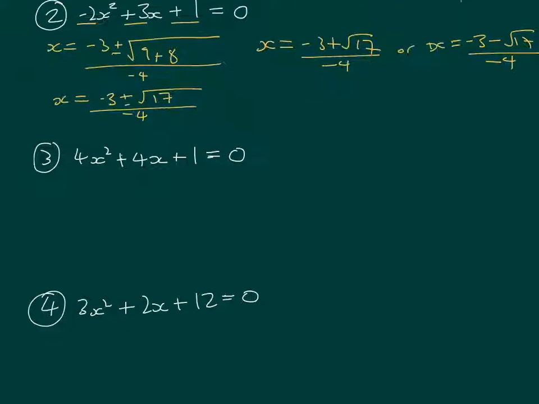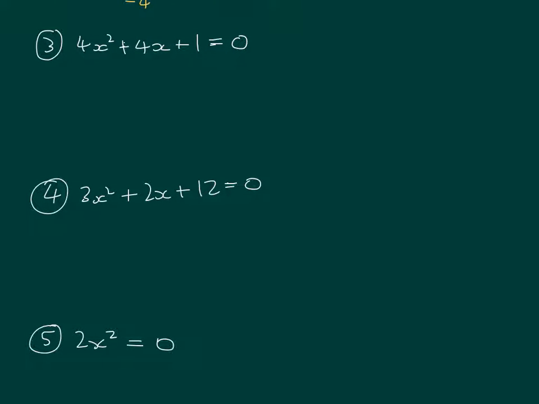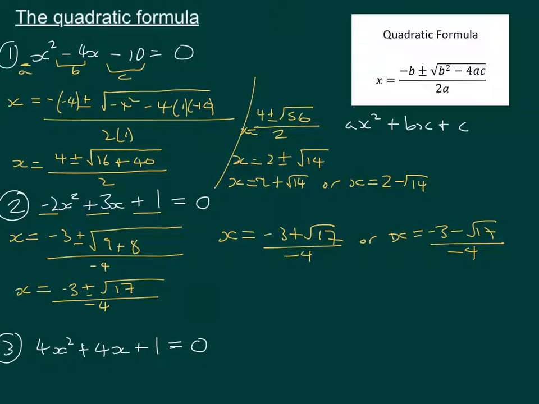Now, if we look at the third one, we have 4x squared plus 4x plus 1. So if I bring down that formula so you can still see it.